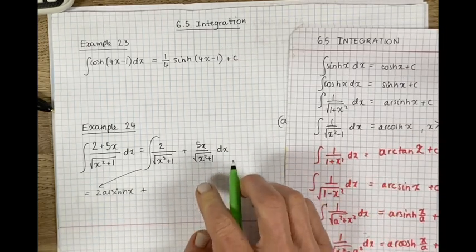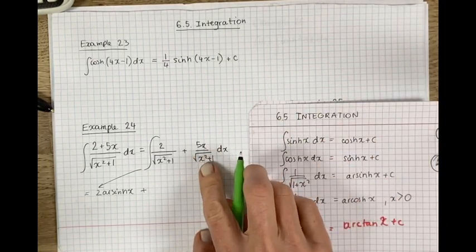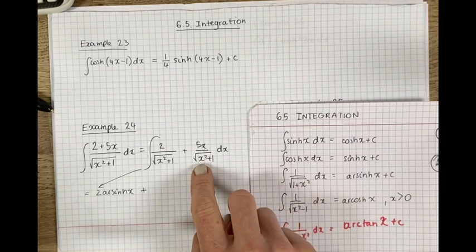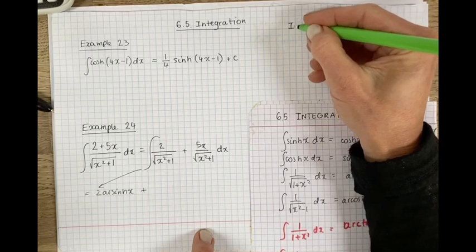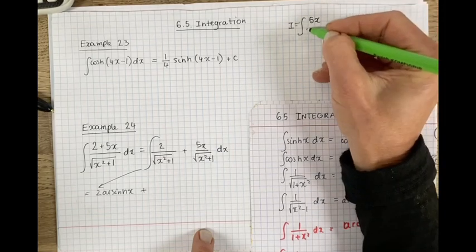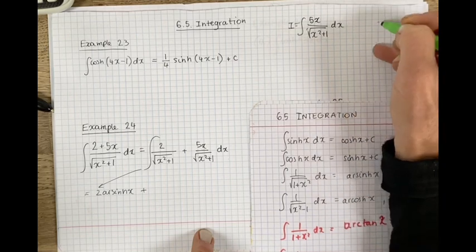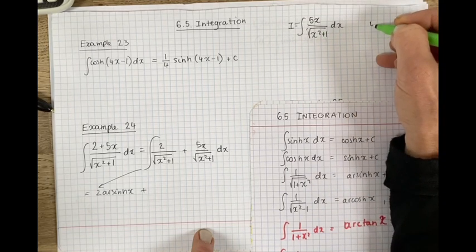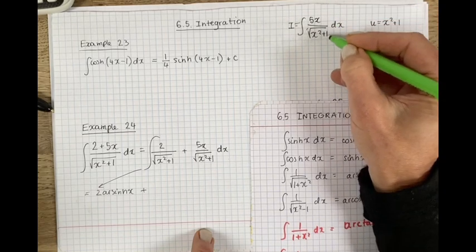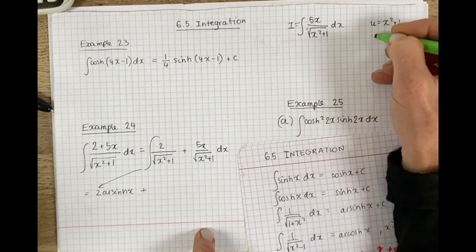Now the second part, let's just do a little bit of work on this. So I'll do it over here. You can do it quickly if you're good at this, but I would always recommend being extra careful. So I want to use substitution. If I'm trying to find the integral, let's call it I, of 5x over square root of x squared plus 1, I'm going to replace the bit that gets the awkward power. If you were to bring it to the top, x squared plus 1 would be raised to the power minus a half. So I want to replace it with u.